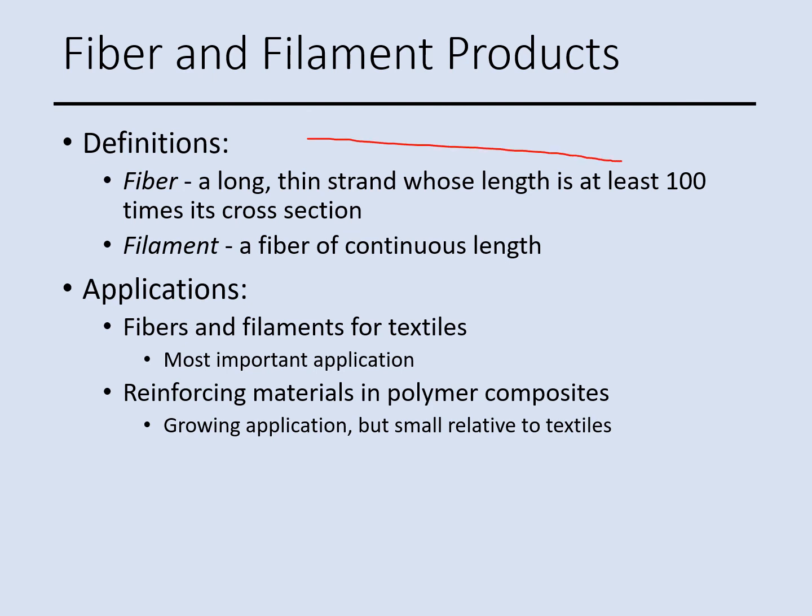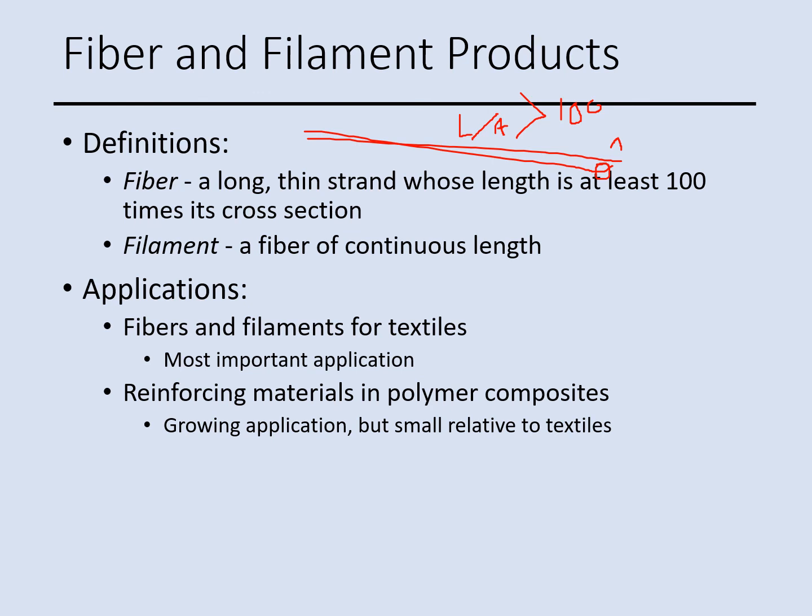So this is the fiber, and it has a cross section. So the length over the area has to be more than 100. A filament is a fiber of continuous length. So it doesn't have a discrete length. It's continuous.